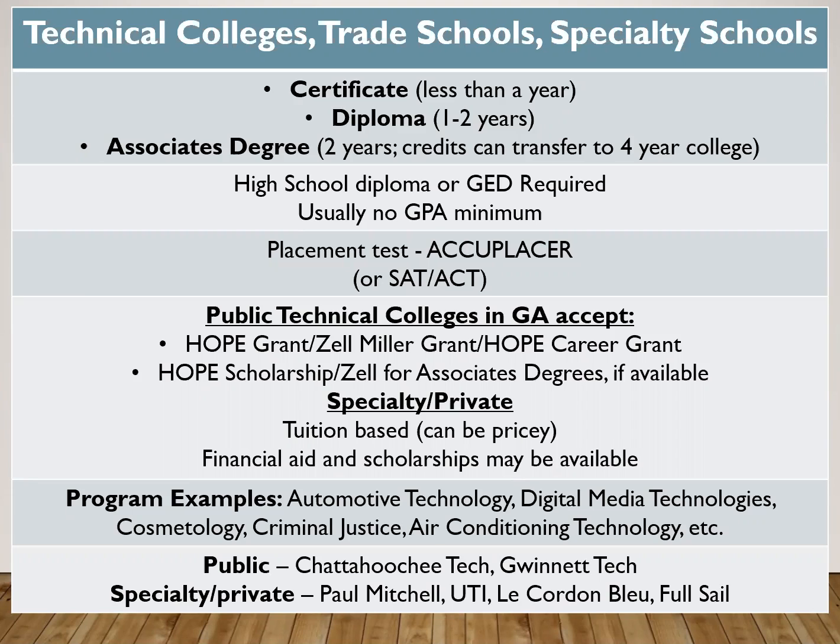At public technical colleges in Georgia, you can use something called the HOPE grant, the Zell Miller grant, or the HOPE Career grant. So when we're talking HOPE grants, we're talking about public college money. There's no GPA requirement for the HOPE grant money for the technical colleges in Georgia. If you're going for an associate's degree, that's where you're going to need to be eligible for the HOPE Scholarship if you're looking for HOPE money for a degree. So if you hear degree, think HOPE Scholarship, Zell Scholarship. If you hear certificate or diploma, think grant.